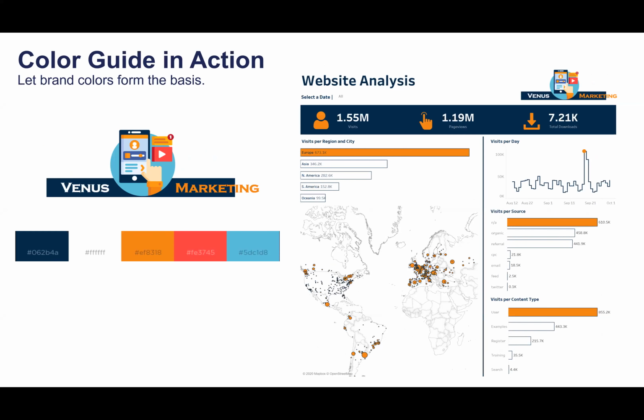In this example, the Venus Marketing logo that you see in the top right-hand corner of this dashboard forms the basis of the colors for this. So here, even though this logo has a lot of colors, I've selected 2 colors and allowed it to form the basis of this visualization. So the title area is the navy blue, the band area is the navy blue, and then everything else is focused on the orange and the white. So using your brand colors again to form the basis of your visualization.